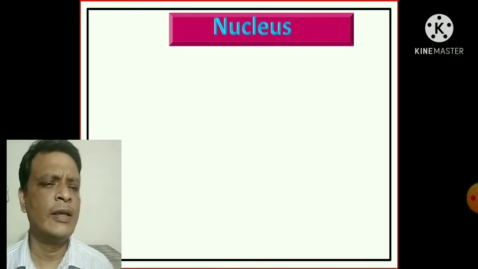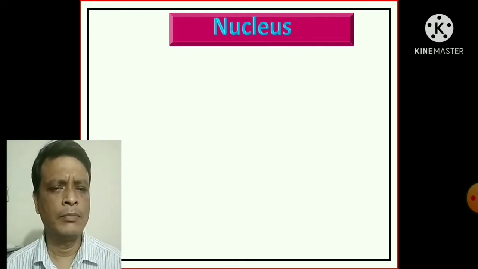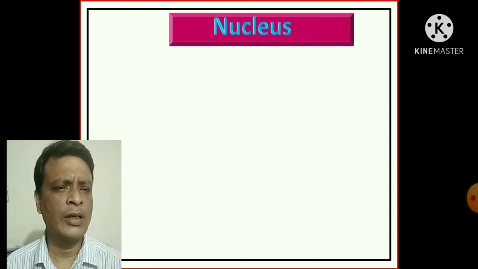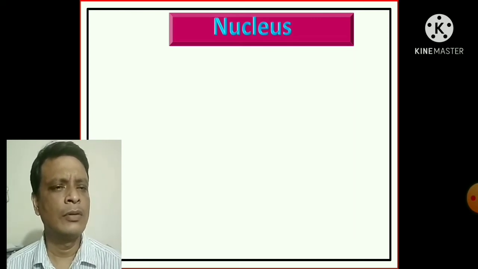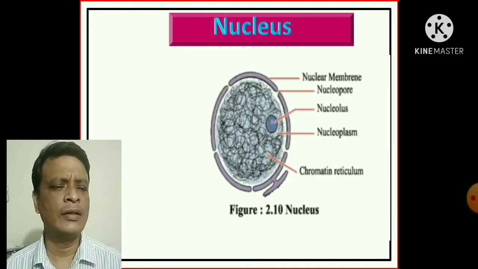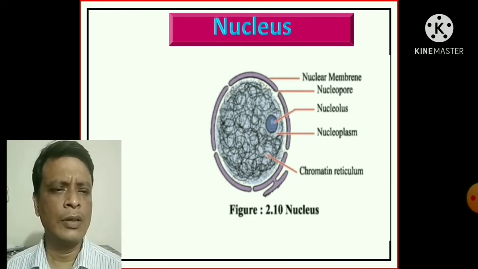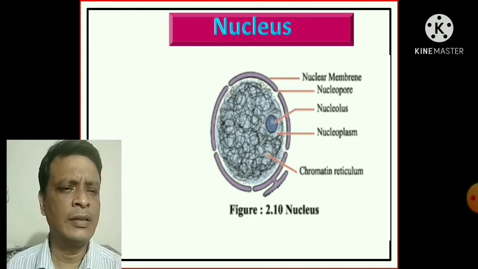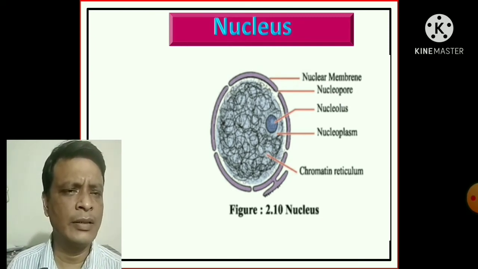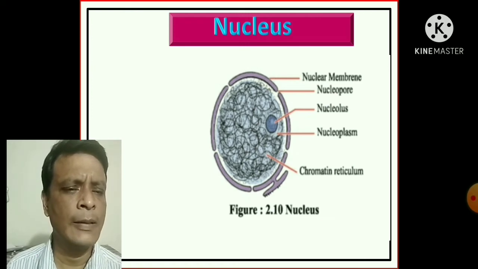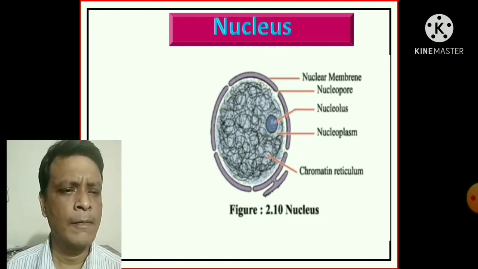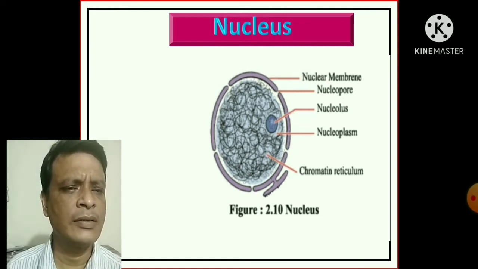Now this is the very important membrane-bound cell organelle which is called the nucleus. This is a very important cell organelle. Its shape is spherical or round, and mature RBC does not have any nucleus, and the sieve cell in plants also does not have any nucleus. This is a very important cell organelle.